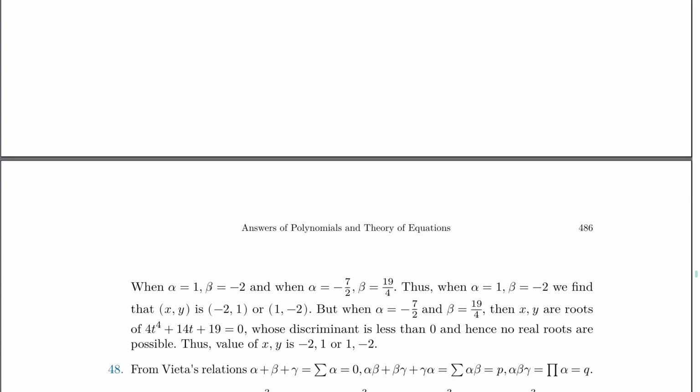So when alpha is 1, beta is minus 2. When alpha is minus 7 by 2, beta is 19 by 4. When alpha is 1, beta is minus 2, the value of xy would be minus 2, 1 or 1, minus 2. And when alpha is minus 7 by 2 and beta is 19 by 4, then x and y are roots of 4t to the power 2 plus 14t plus 19, whose discriminant is less than 0 and hence no real roots are possible. Thus the value of xy is what we have obtained as minus 2, 1 or 1, minus 2.